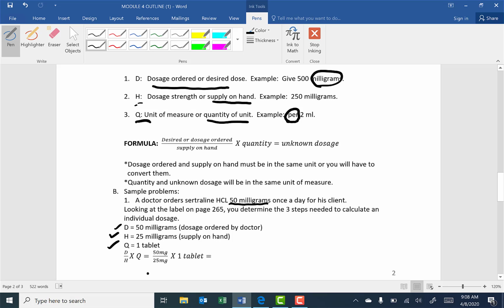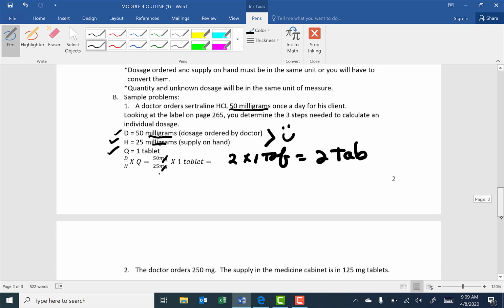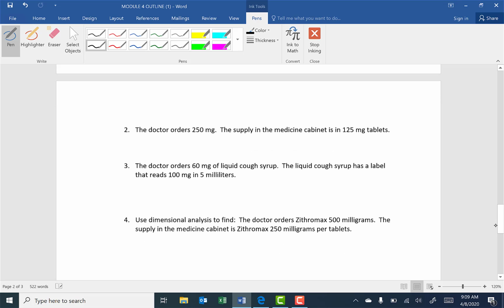So first you check, do D and H have the same unit? Milligram, milligram, yes, we're so happy because that makes our life easy. So we list them. D is 50 milligrams over 25 milligrams. Notice your milligrams cancel, and you're left with 2 times 1 tablet equals 2 tab. And the abbreviation for tablet is TAB. And that's all you do. I love the dosage formula because it's so simple. The first thing you always list is your D, your H, and your Q.